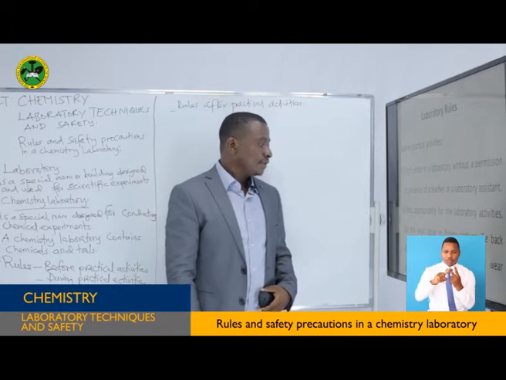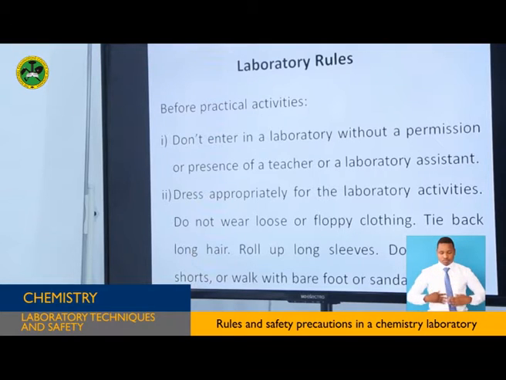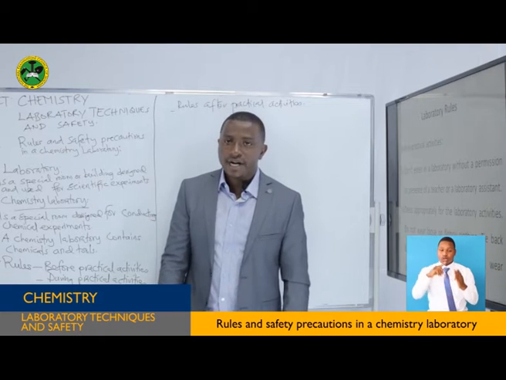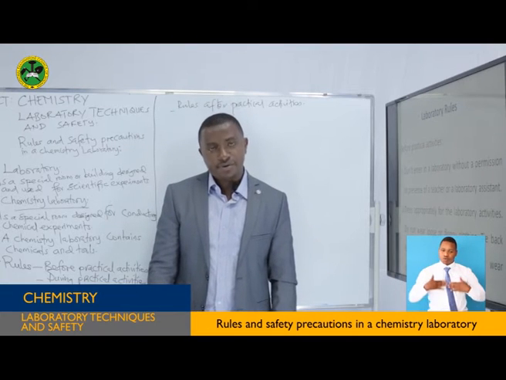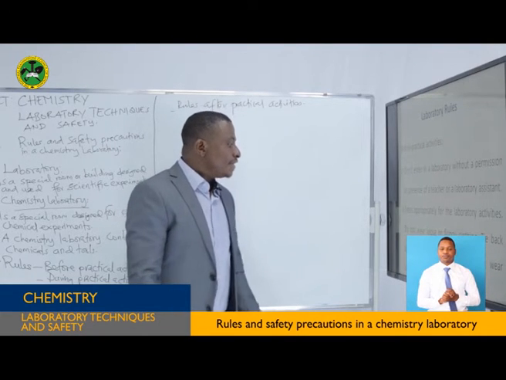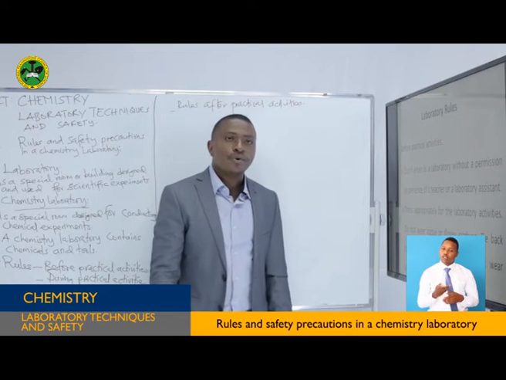The second rule says: dress appropriately for laboratory activities. Do not wear loose or floppy clothing, tie back long hair, roll up long sleeves, do not wear shorts, or walk barefoot or in sandals. Rule number 2, class, is telling us to wear appropriate clothes, and not to wear loose or floppy clothing.